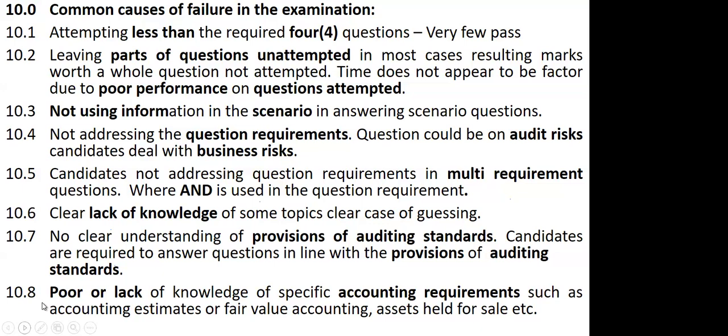Not addressing the question requirements. Read the question. If they want you to explain business risks, then don't explain audit risks. Just make sure you understand the requirements and address them in your answer. Your heading in the answer should briefly explain what you're answering. If I were a student, I would write "advantages of this", so the marker knows what you're answering. And that will help you ensure that you have dealt with all the requirements of the examiner.